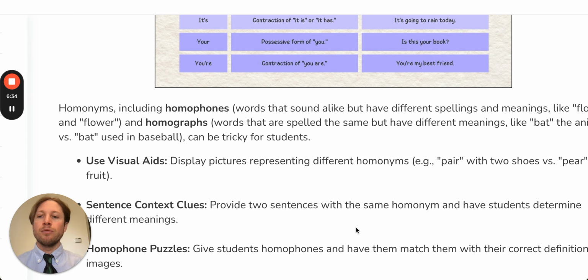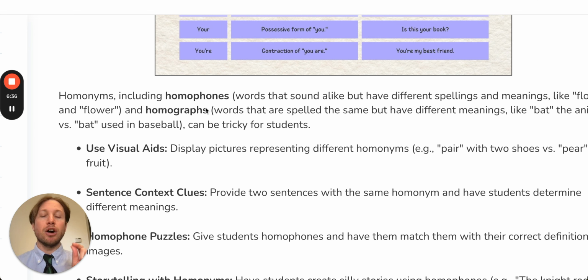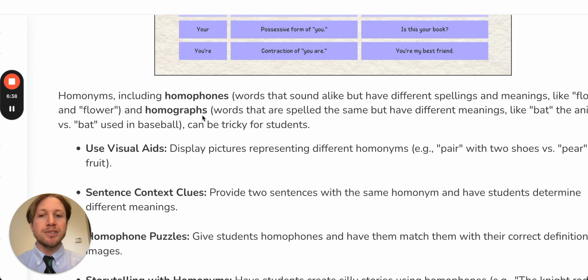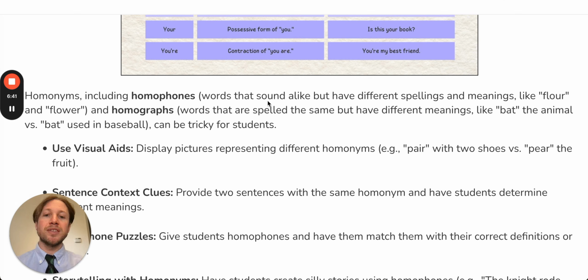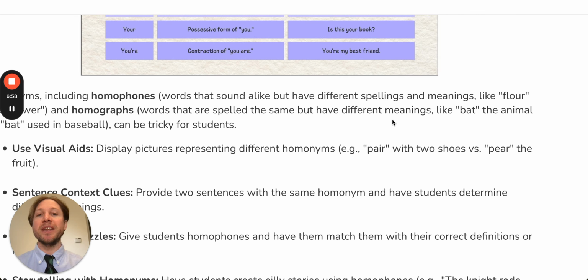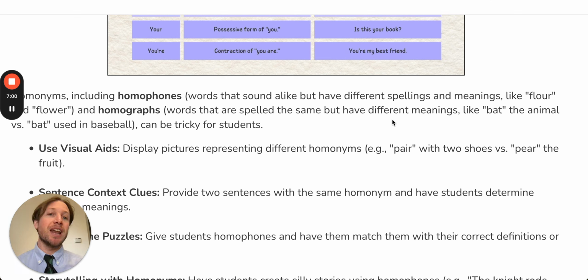All right, so remember that homonyms include homophones and homographs, and the difference here is that homophones are words that sound alike but have different spellings and meanings. We can think of flour that you cook with and flowers that we find outside, those beautiful kind of plants. And then we also have homographs. These are words that are spelled the same but have different meanings. In this case, we can think of the animal bat that flies, and we can also think of a bat like a baseball bat we play baseball with.